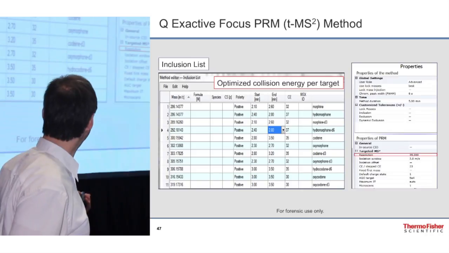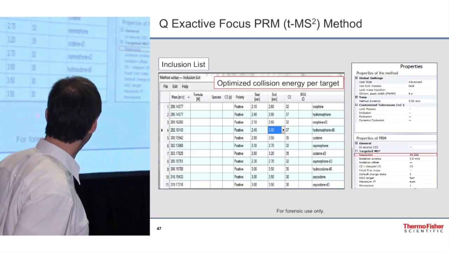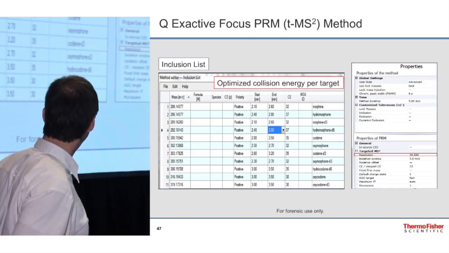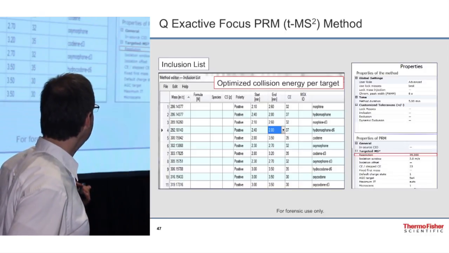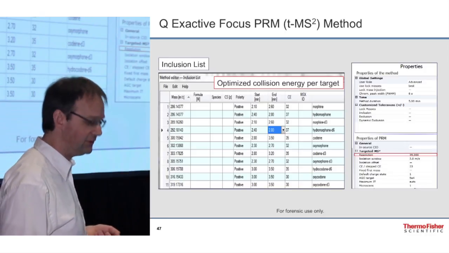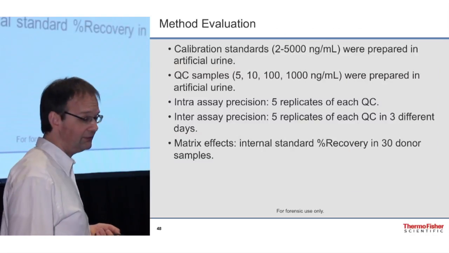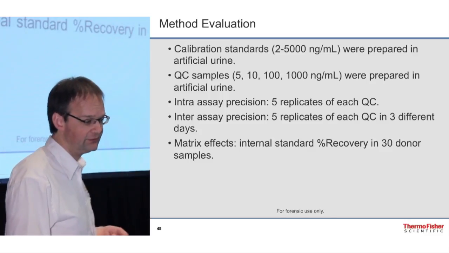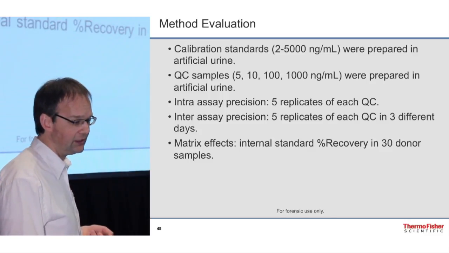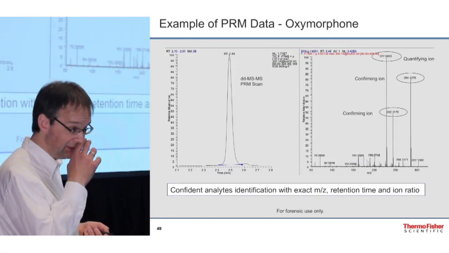This is what such a method looks like. We have an inclusion list with certain parameters like the retention time, like the collision energy, like the polarity, in this case only positive, but we could do it negatively as well. It's an easy setup. You don't have to think about many parameters here. And so we have a wide calibration range, 2 to 5,000 nanogram per milliliter, a couple of QC samples. And this is what it looks like in the end.